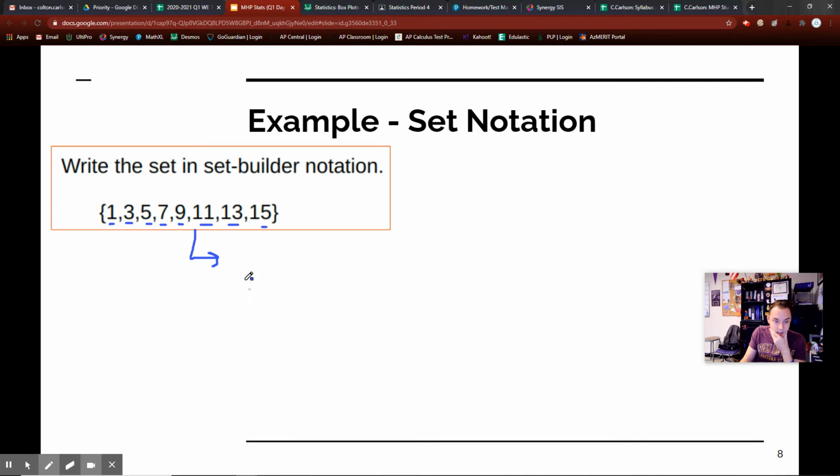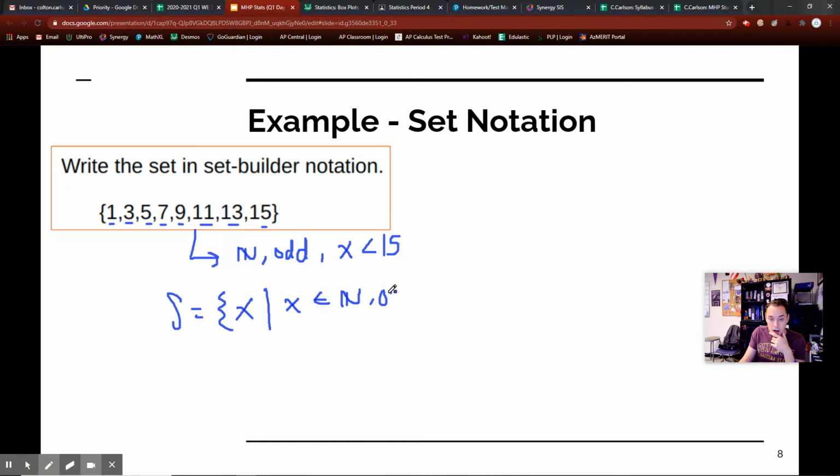Okay, what is this? Well, first of all, they're natural numbers. Second of all, they're odd natural numbers. And third of all, it's less than 15. So x is less than 15. So let's write this. Let's just say the set S equals the set of x such that x is in the natural number set, odd, and also less than 15.